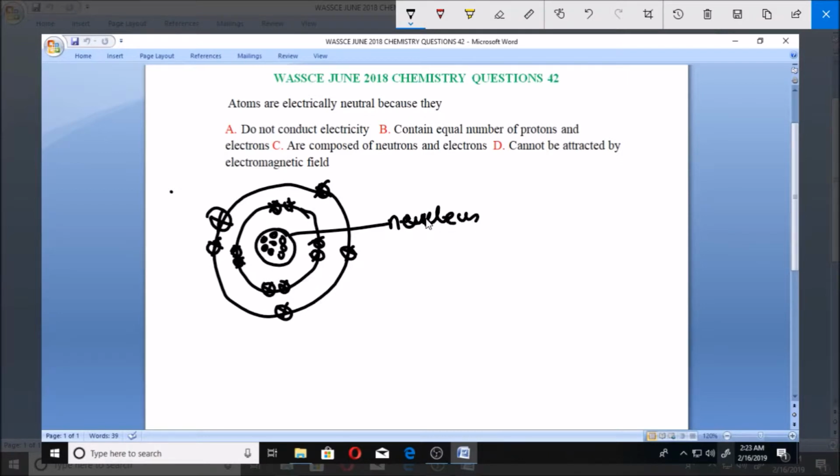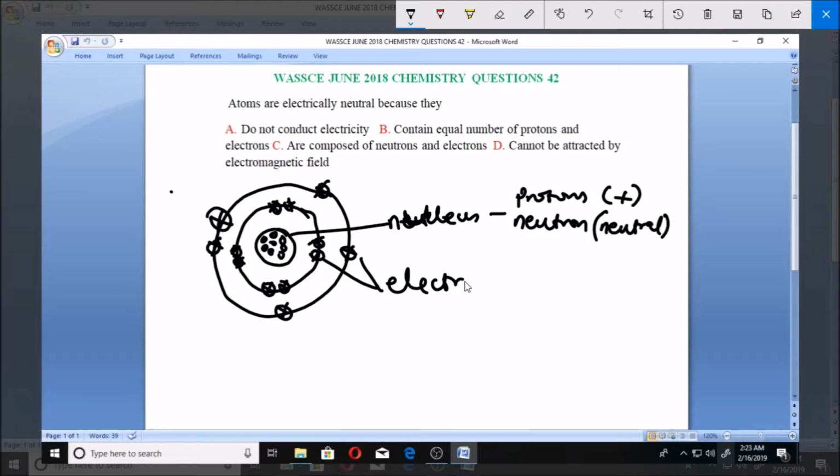And this nucleus comprises the protons. These protons are positively charged, and it also comprises the neutrons. These neutrons are not charged, they are neutral. So that is for the nucleus. Then outside of the nucleus we have what we call the electrons. These electrons are negatively charged.